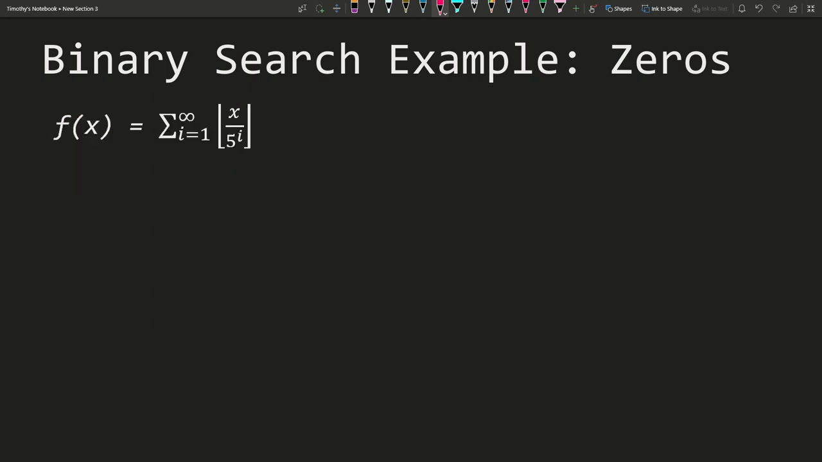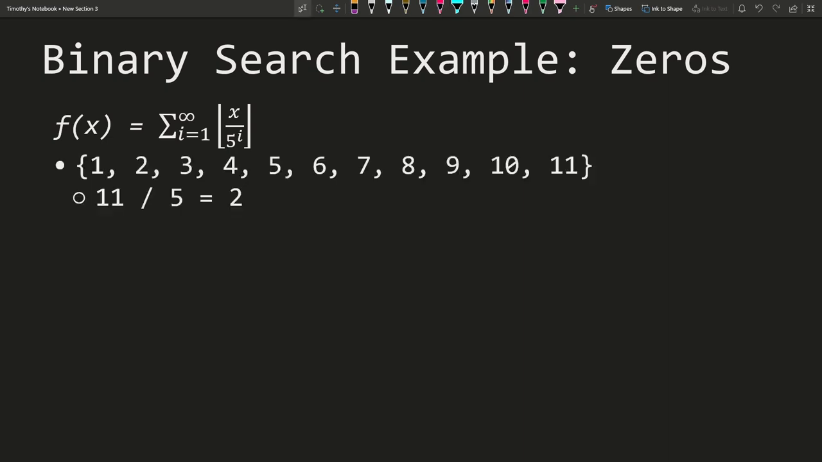So as a quick explanation of why f of x is equal to the sum from i equals 1 to infinity of the floor of x divided by 5 to the i, we can think about it in this way. If we only have the numbers 1 to 11, we can simply do 11 divided by 5, and that'll give us the number of 5s that appear from 1 to 11. So that's just the 5 that is contained right here, and the 5 that's contained in here.